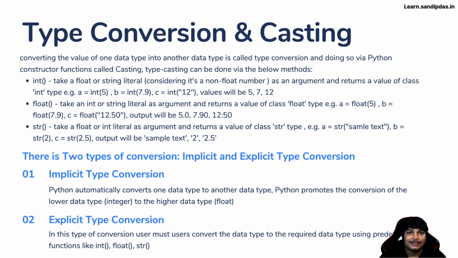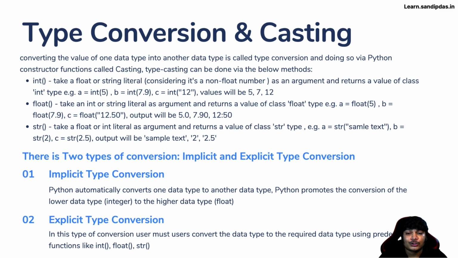For example, a is equal to int of 5, b is equal to int of 7.9, c is equal to int of the string 12, and these values will return 5, 7 and 12. You can see from the float it removed the decimal part. For the string case, it converted it to an integer. Okay, so that's how it's done.